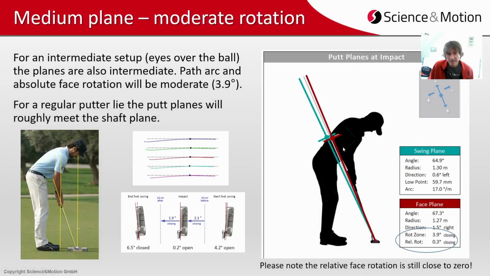Now in an intermediate setup where the eye is over the ball and all the angles are matched up to what we normally want to see in a setup, we see intermediate rotation and intermediate arc, and also now these planes are intermediate at an angle of 65 and 67. Still, relative rotation is almost zero, neutral.